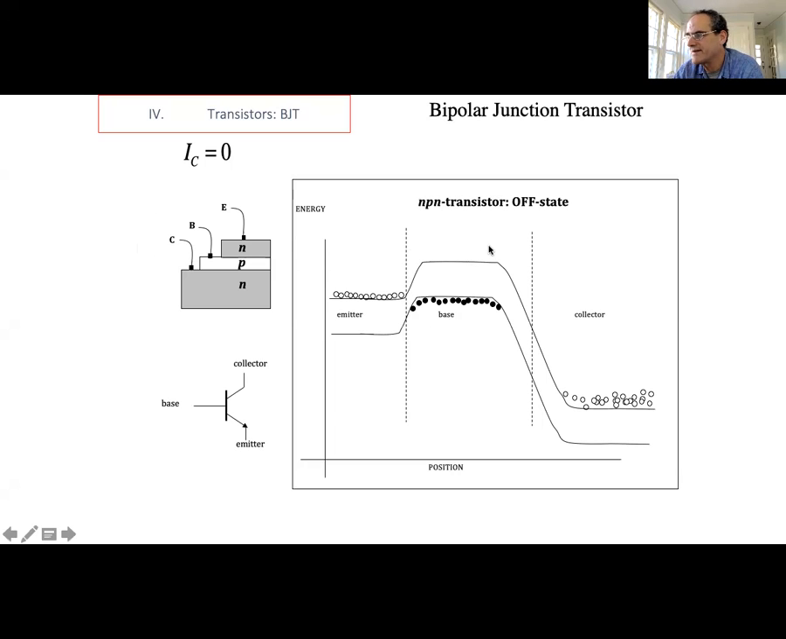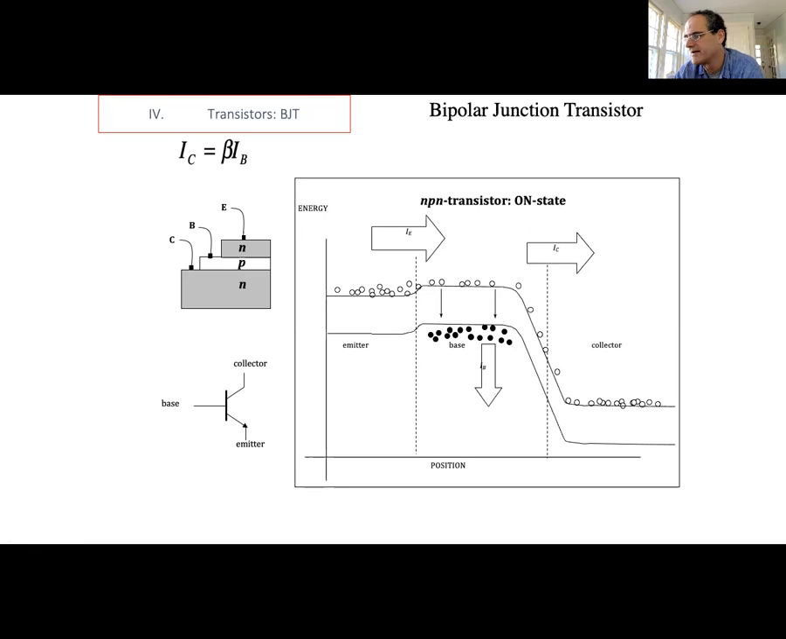Here's the NPN transistor in the off state. We have a voltage between the emitter and the collector, but there's 0 volts between the emitter and the base. And so the built-in voltage is a barrier that prevents electrons from flowing from the emitter to the base. However, if we forward bias this junction, if we apply a voltage at the base which is 0.6 volts larger than the voltage at the emitter, then electrons will be able to diffuse across this junction.